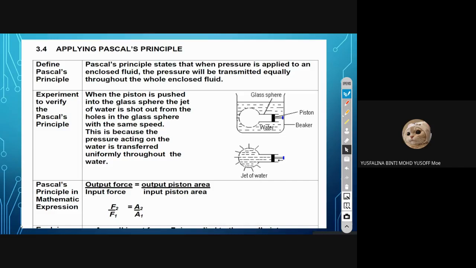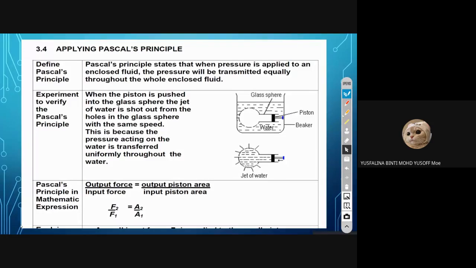So this is the experiment to verify Pascal. When the piston is pushed into the glass sphere, you put the glass sphere inside the water, and then you push the piston. You can see the water spurts out in the same way in all directions. This proves that the pressure is transmitted uniformly throughout the water.